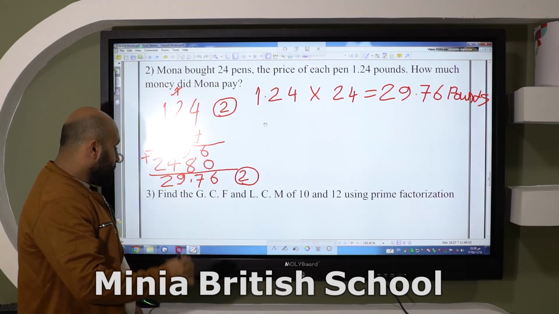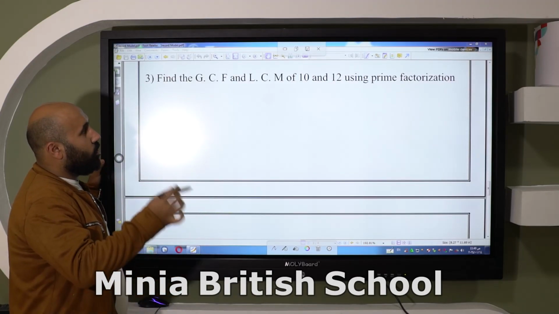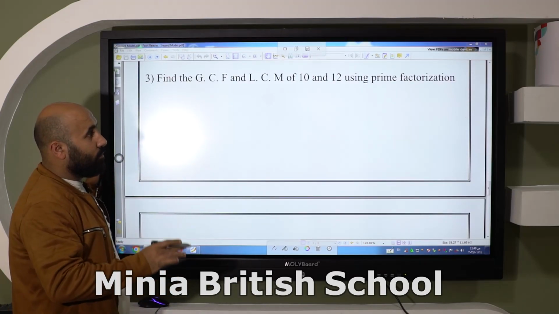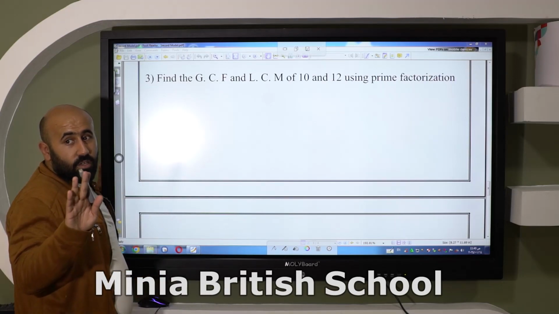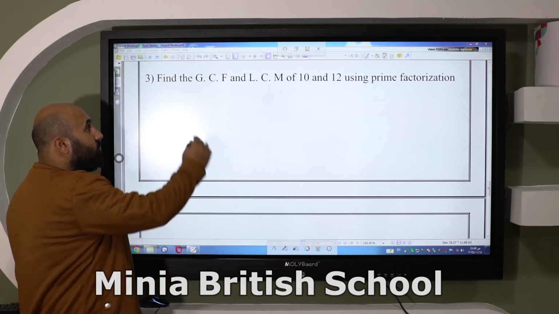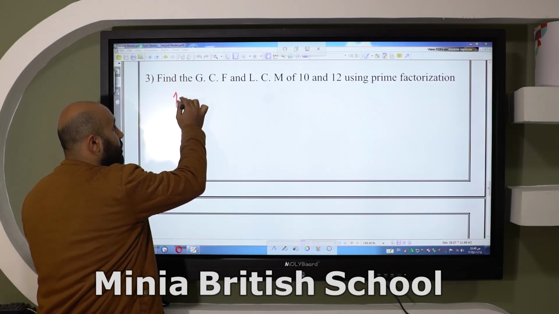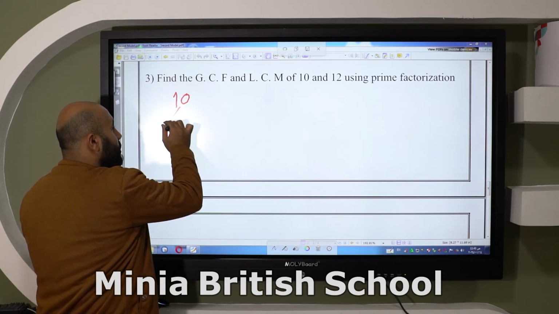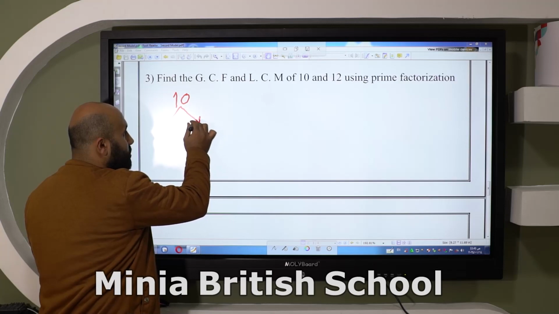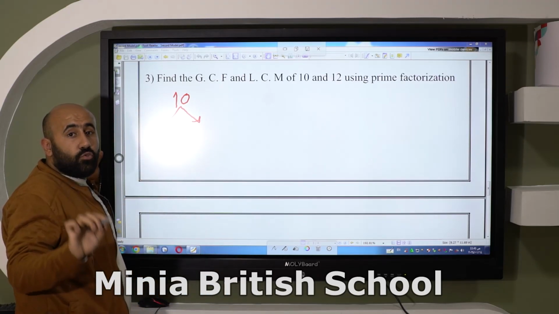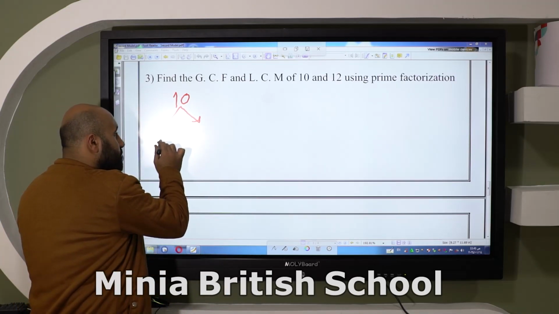Let's go to the next. Find the GCF and LCM of 10 and 12 using the prime factorization. To answer this question, I will factorize the 10. Think about two numbers whose product gives me 10. Well, you're right, 2 times 5.